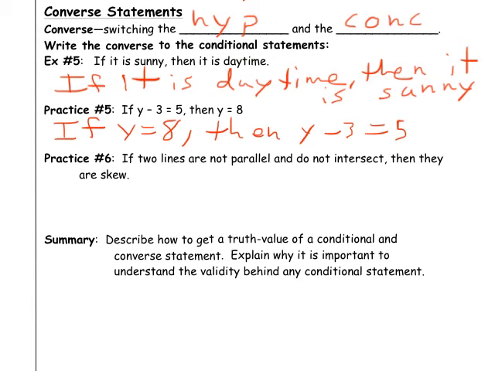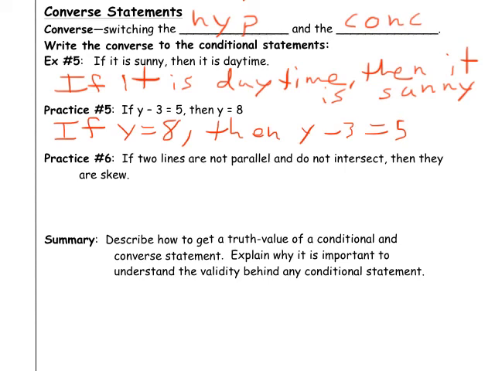It says, if two lines are not parallel and do not intersect, then they are skew. Let me just give you a hint, though. See this "two lines"? It's kind of like the subject of this sentence. So we're going to leave that with the if part. It just makes more sense that way. And you're only going to swap out the "are not parallel and do not intersect" and the "they are skew." Try it. See what you get. Go ahead and pause the video and try that one on your own.